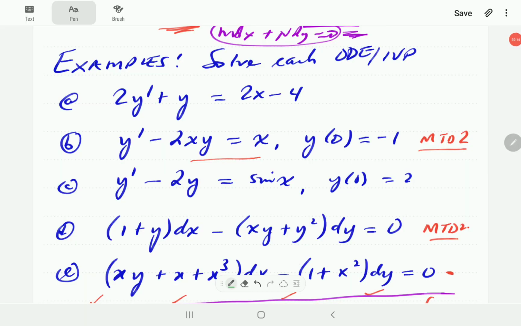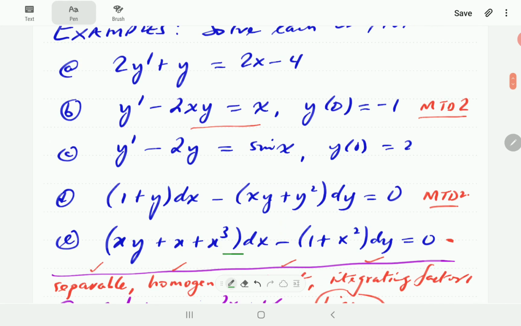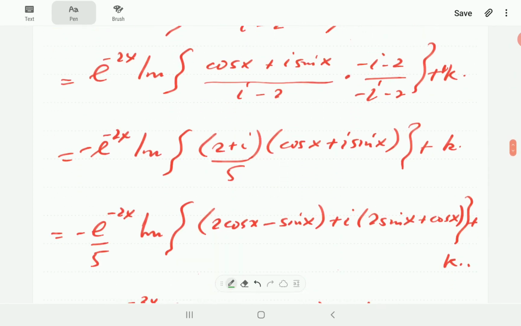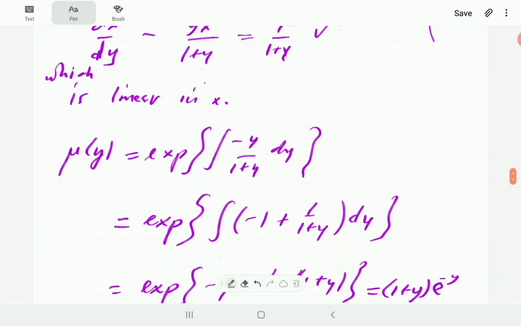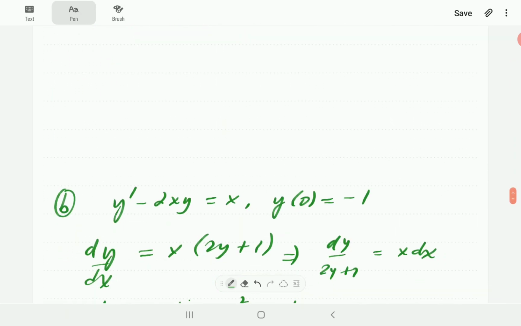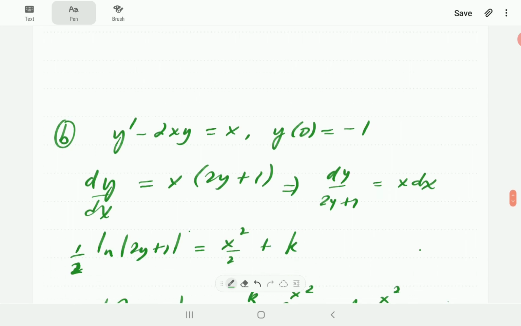All right, we're now going to scroll down to look at an alternative method to work out part B, and an alternative method to work out part D, and well, just a method to work out part E. Okay, so for part B, what you hopefully will have found out is that part B is separable.